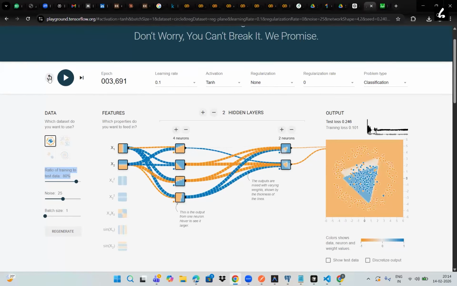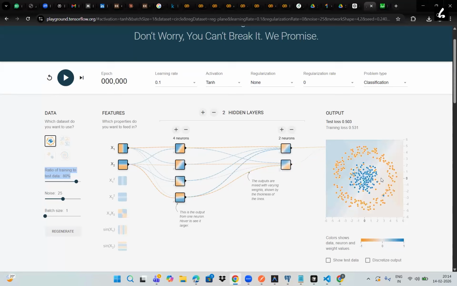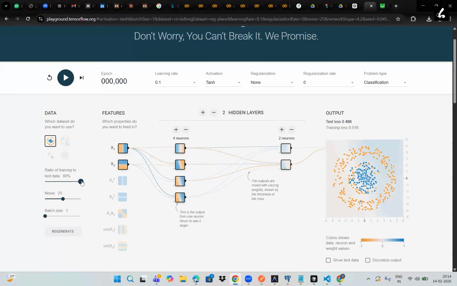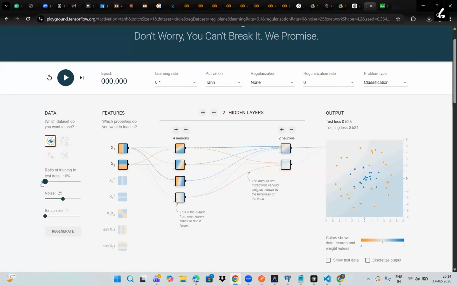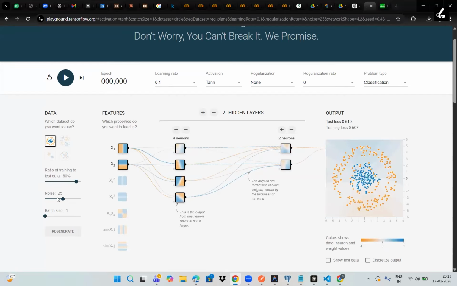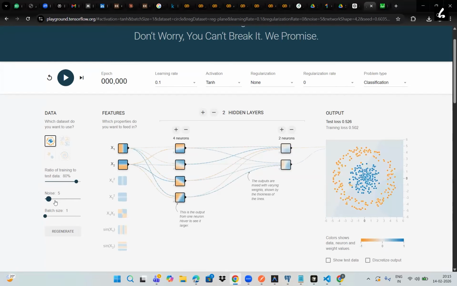Just have a look. I'll undo it. So you first do the training, then go for testing, right? Train and test. See, if I increase it, the data in this would increase. If I make it 90, see? And if we reduce it, the data points would reduce. Meanwhile, it is training as well and testing the output.